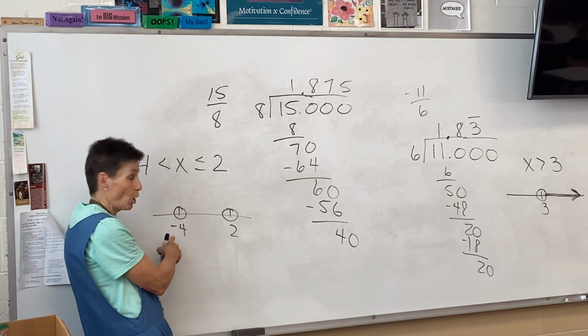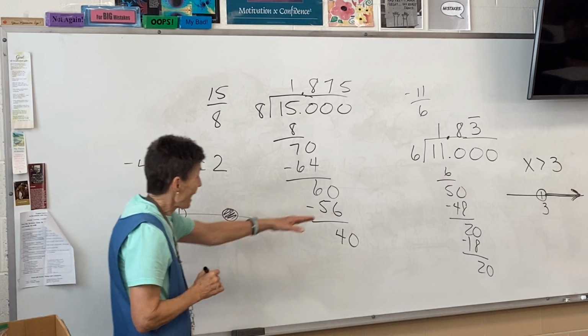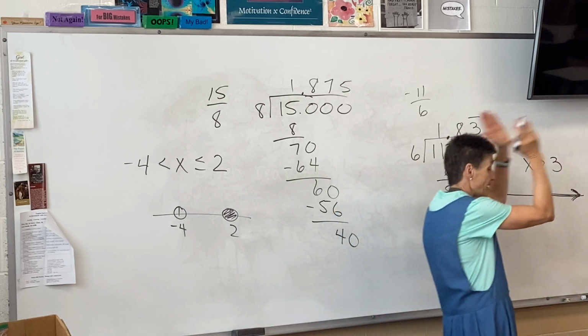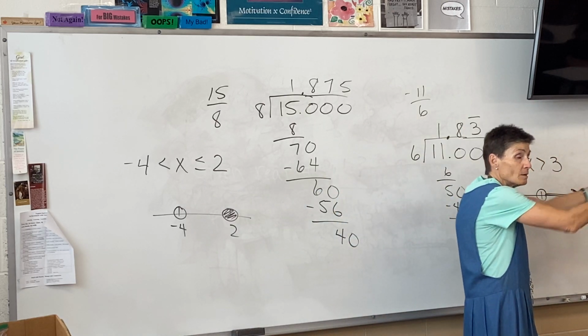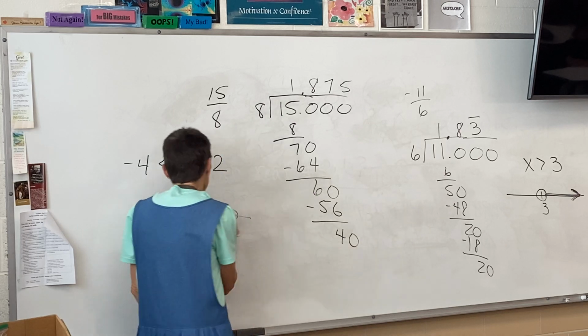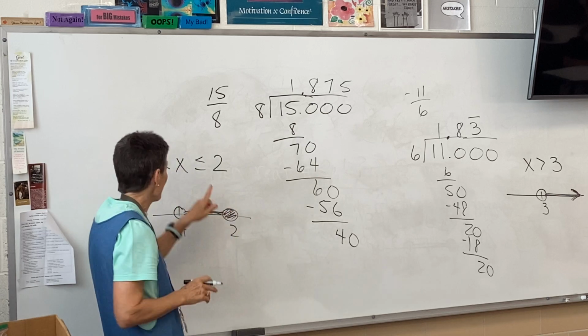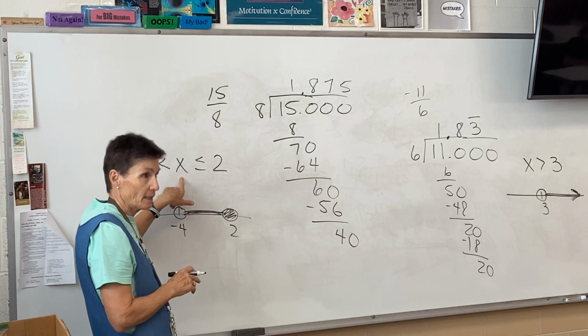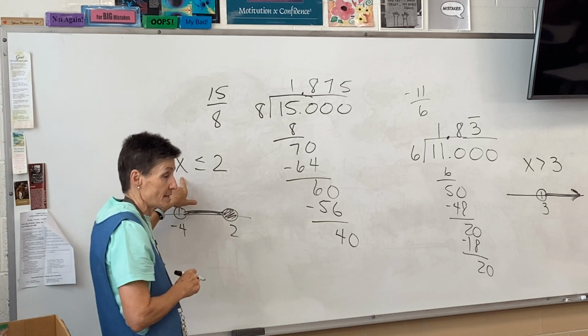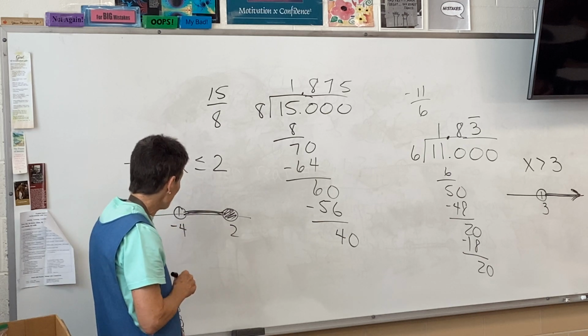-4 is gonna be open and 2 is gonna be closed. Now, in my last example, I shaded everything to the right. Where am I shading in this guy? It would be in the middle. And before somebody says, oh, that's confusing, stop. Where's the X? In the middle. You're shading where the X is, okay? The X is in the middle, so you're gonna shade in between those.